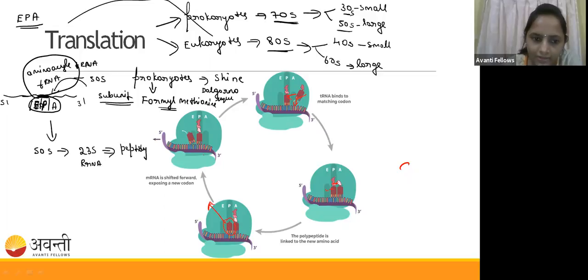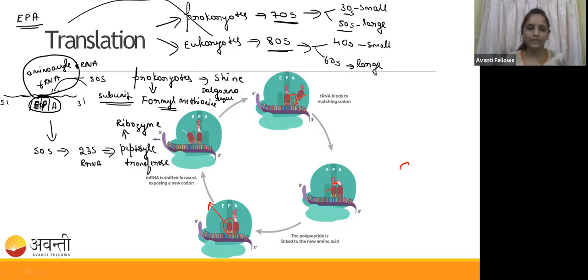Guys, remember that if in the exam they ask in which RNA the peptidyl transferase activity is present, that is the 23S rRNA. Not always is a protein going to catalyze the reaction. Here it is the RNA that is going to catalyze the reaction, so it is called a ribozyme.